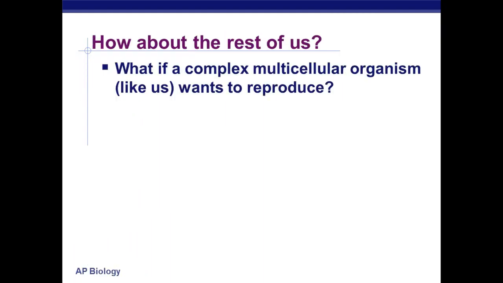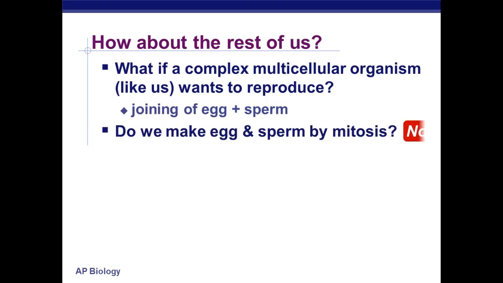Well, what about us complex multicellular organisms like humans? What if we want to reproduce? Well, of course, we have specialized cells for that process called gametes or sex cells. In the case of humans, we're talking egg and sperm. Can't make egg or sperm by mitosis, because if those cells were identical to the individuals that made them, for starters, you might have figured out already, you'd end up with an offspring with double the number of chromosomes it should have.